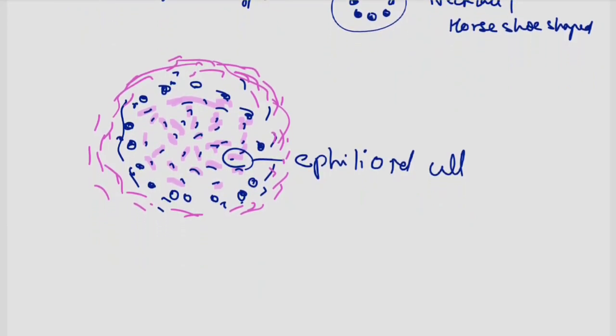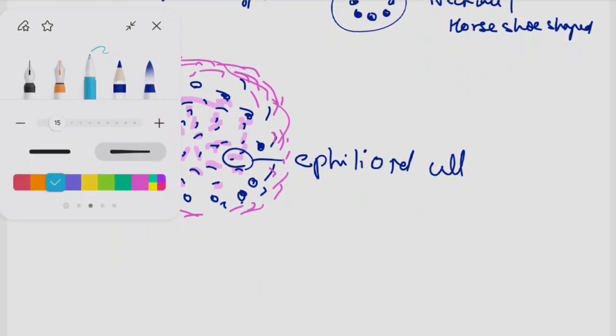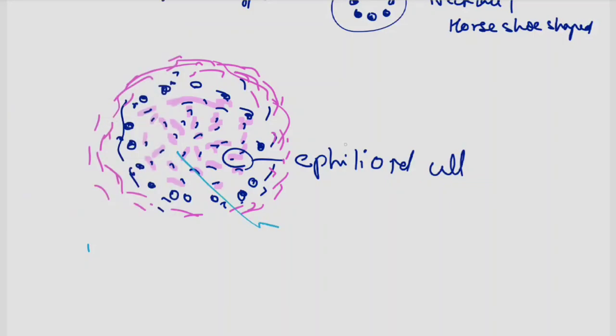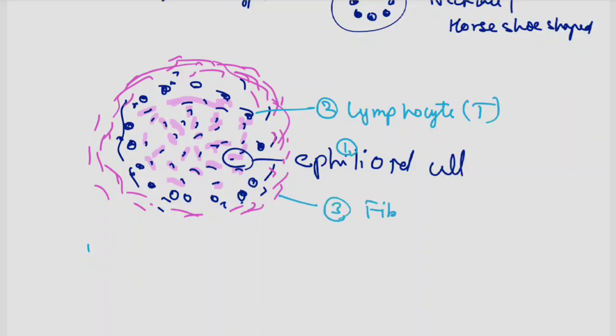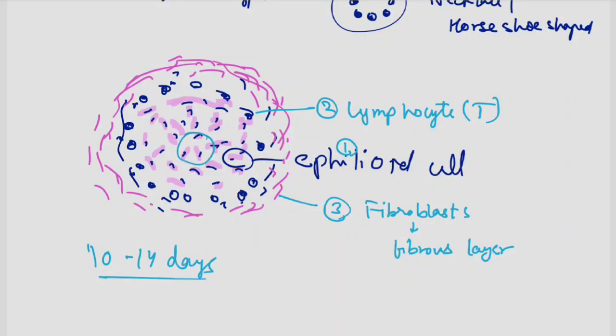Now let's understand this in detail. So we will have many things here. First, these we see are the epithelioid cells. Second, we see the lymphocytes, particularly T lymphocytes. And here we see the fibroblasts, which will convert into a fibrous layer. And after 10 to 14 days, in between we will find caseating necrosis, which is a characteristic feature of Mycobacterium tuberculosis infection. So this whole region will be surrounded by necrosis.